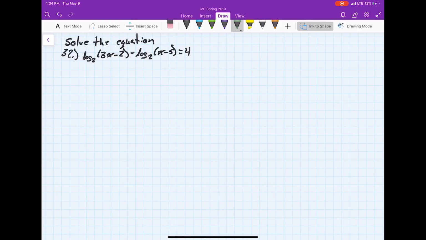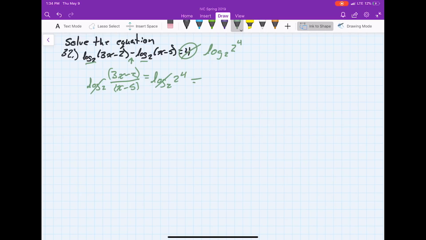Okay, moving on to 32. Here we don't have the log base 2 out here, but we can change this to log base 2 and put 2 to the 4th. And then we can start changing some of this around. Since this is a subtraction, it's going to turn into division. So log base 2 with 3x minus 2 on the numerator and x minus 5 for the denominator. And that's going to equal log base 2 of 2 to the 4th.